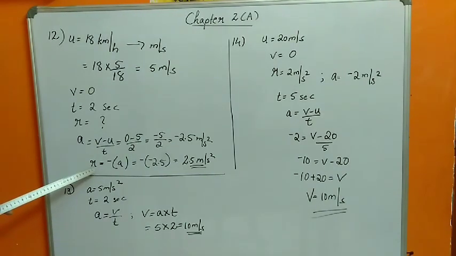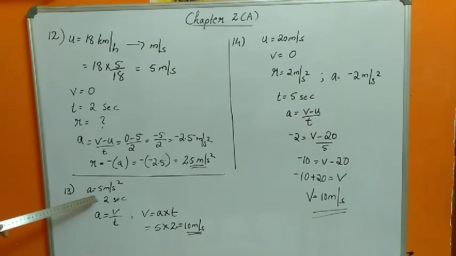Now we know retardation is negative of acceleration. So negative of negative 2.5. Negative of negative is positive. So we got the answer. Retardation of that toy car is 2.5 meter per second square. Okay. Next, question number 13.